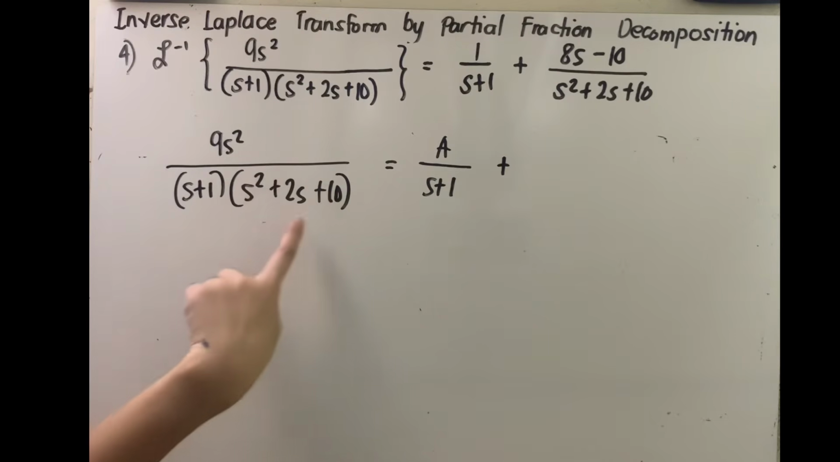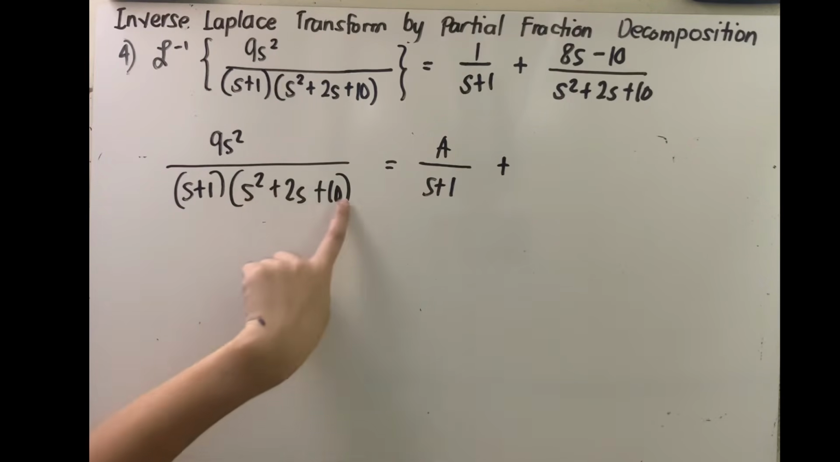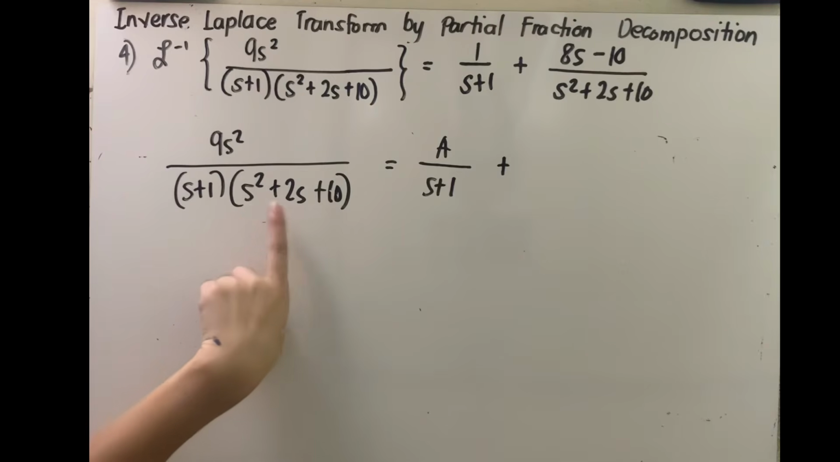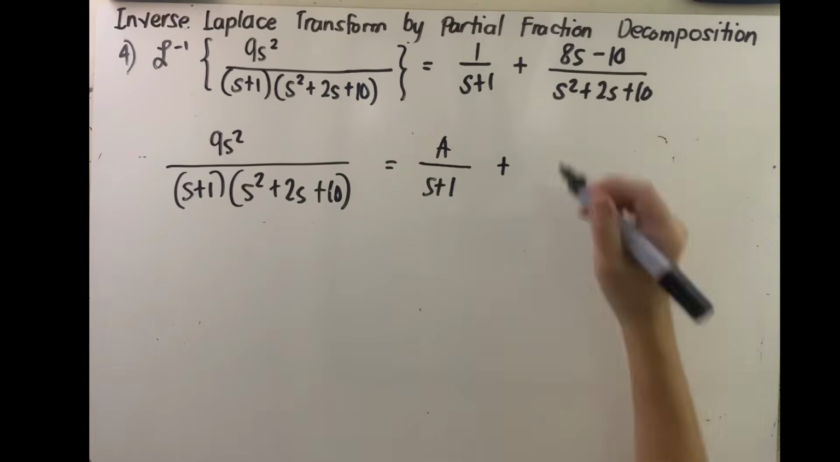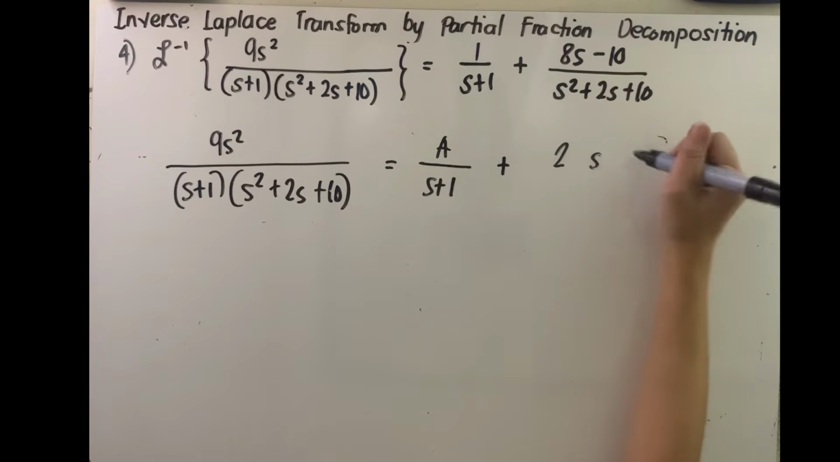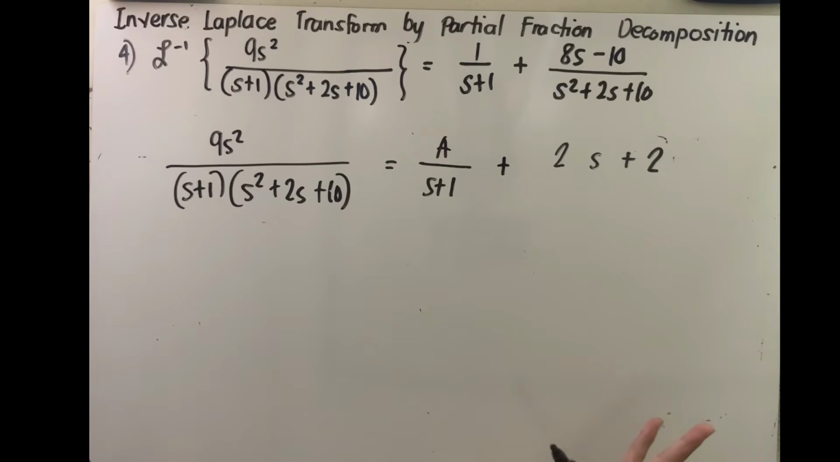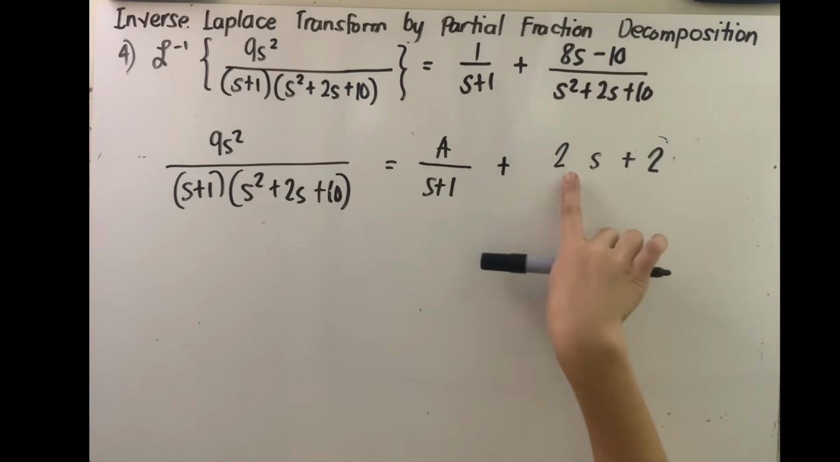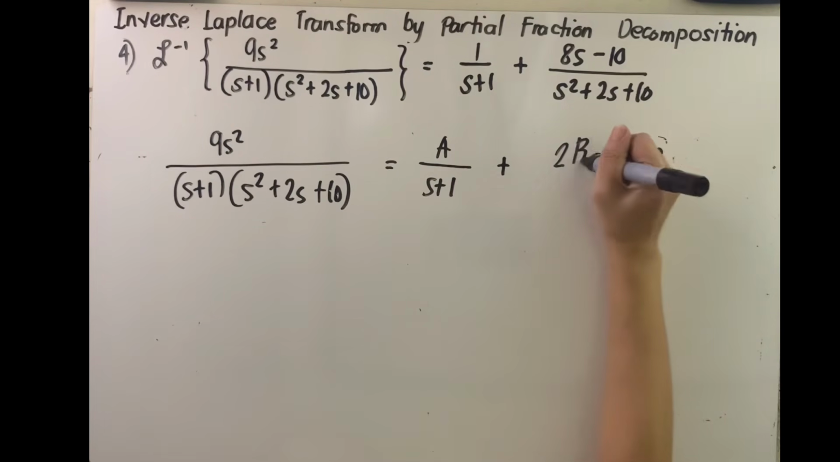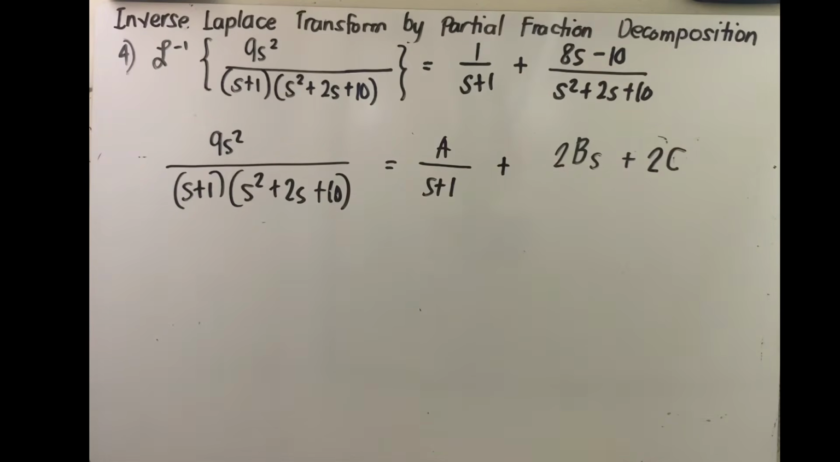dinidifferentiate natin ito with respect to s, or diniderivative natin siya with respect to s. And this is 2s plus 2. So, ang gagawin mo doon, sa 2s plus 2 na yon, doon mo isisingit yung nawawalang constants na kailangan natin. Di ba we were formatting on Bs plus C. So, magkakaroon ngayon dito ng 2Bs, magiging 2Bs siya plus 2C.